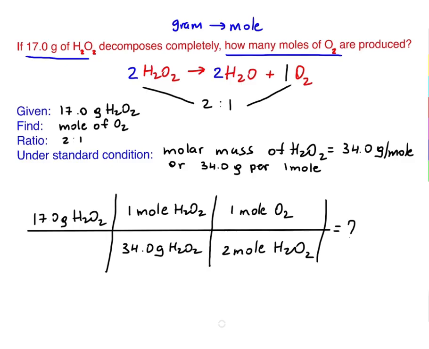So let's first make sure we correctly cancel all the units, and then we should be left with moles of O2. That's what we need to solve for. And here, as you see, all the units are cancelled, and then only mole of O2 is left. So the rest is just the math. The 17 times 1 times 1 divided by 34 times 2.